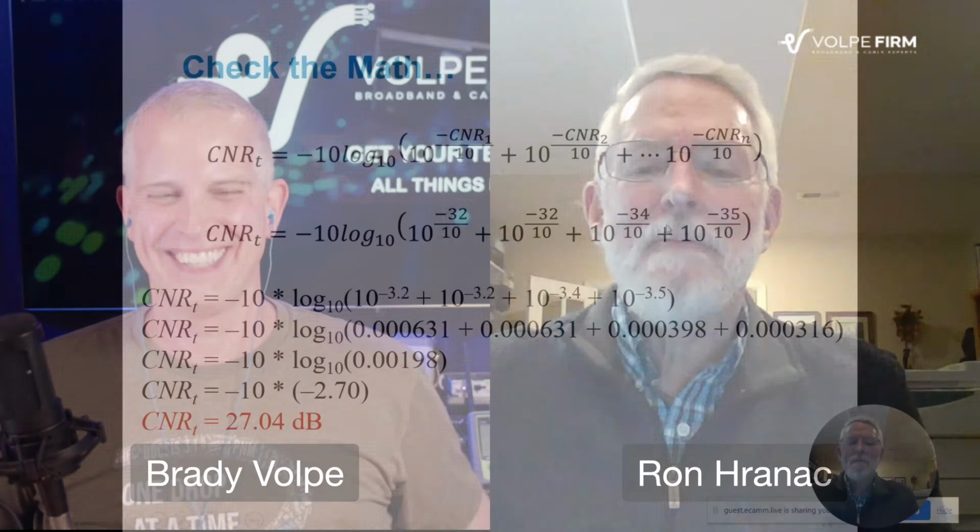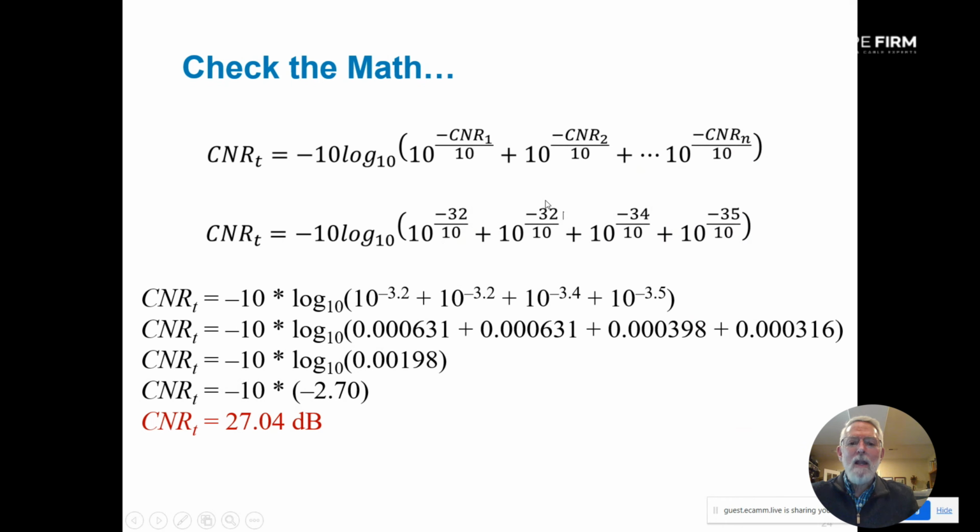Let's take a look at these numbers. We've got 32 and 32. So you combine those two carrier to noise ratios, and the CNR is going to be 3 dB worse. So already you're at 29 just combining those two upstreams alone. If you look at 34 and 35, they're almost the same. So you're going to be at least a little less than 3 dB worse here.